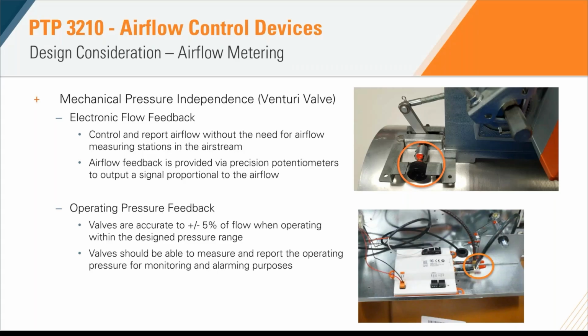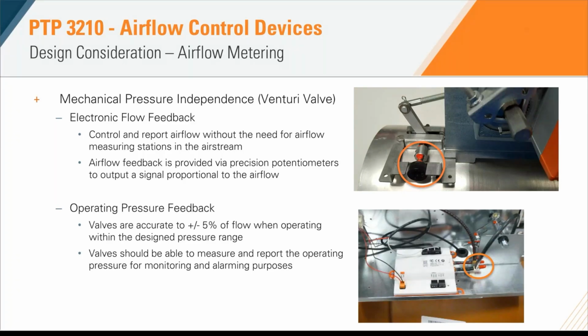gives us the ability to control and report airflow without the need of airflow measuring stations inside the airstream. That airflow feedback is provided from that precise potentiometer, which is outputting a signal proportional to the airflow. That potentiometer is the sensor that helps report that positional feedback based off of the lever arm. As you can see, that potentiometer is mounted to measure the positional feedback of that lever arm. Again, this is all factory calibrated using factory certified airflow stations to ensure that positional feedback is accurate based off of measured flow going through the valve at the factory, based off of third-party sensors.